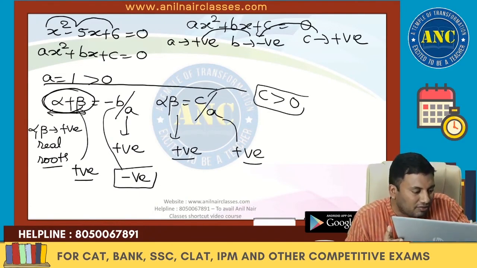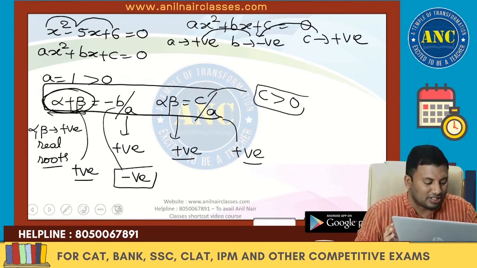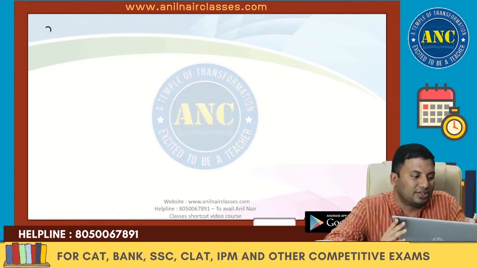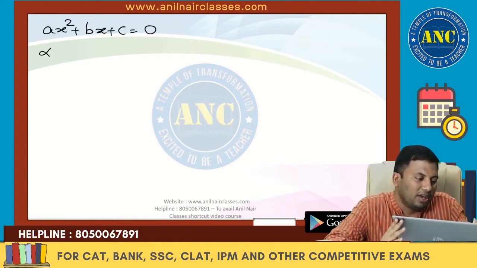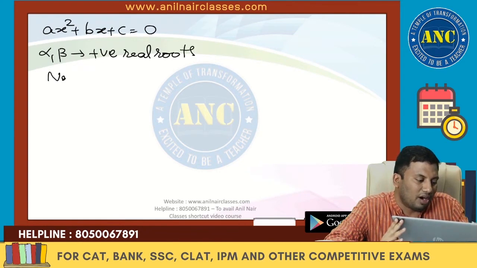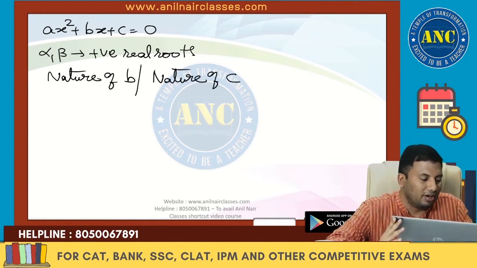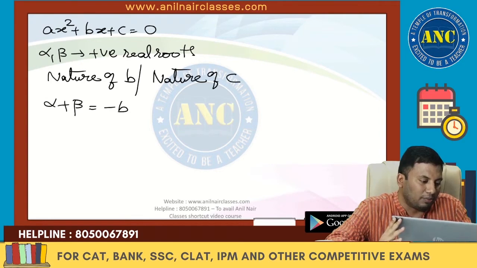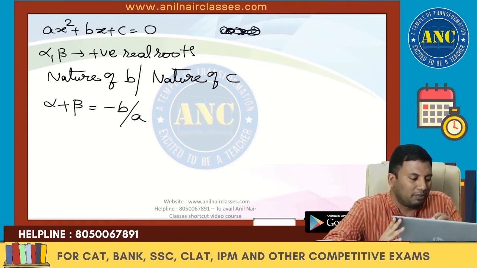By using sum of the roots and product of the roots, you can check the behavior of the coefficients of a, b and c if a is known. Ax square plus bx plus c is equivalent to 0. If in the question he gave that alpha and beta are positive real roots, what is the nature of b and what is the nature of c? Whether it is positive or negative. So it will be alpha plus beta equivalent to minus b by a. Assume that he gave a greater than 0.